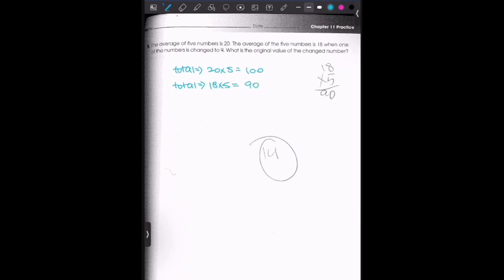And that happens when one of the numbers is changed to 4. And so the difference between the totals is going to be 10. And so 10 plus 4 is going to be 14. So that means that the original value of the changed number is 14.